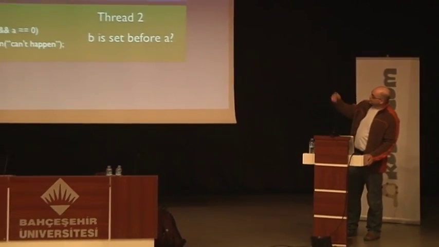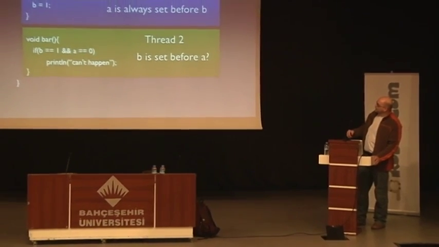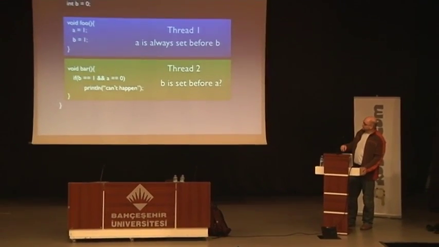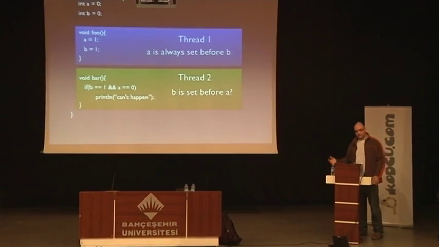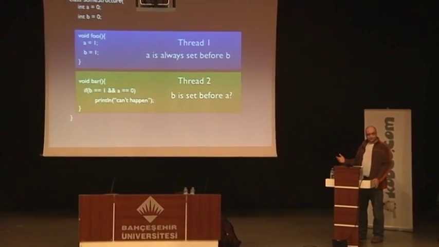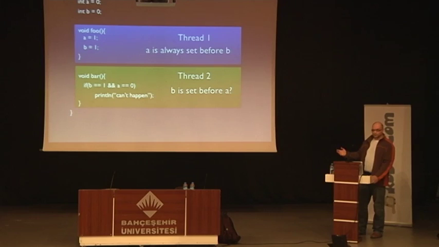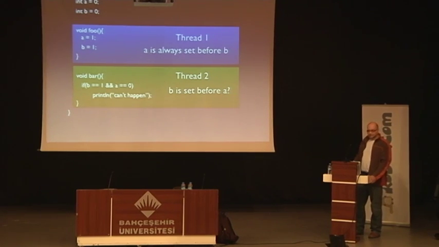In the code, first I set A and then I set B in the foo method, and in the bar method I first check if B has been set and then A has been set. So according to my program logic, this should not be possible. It should not be possible that I get to C. Can't happen.